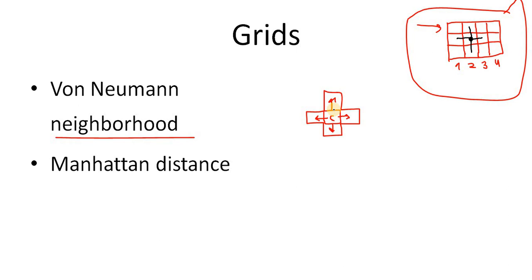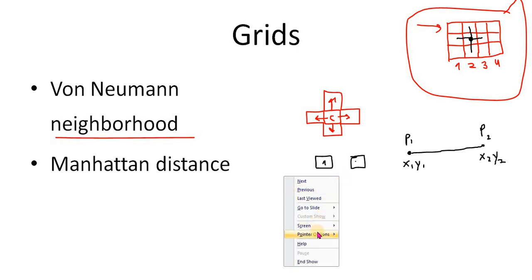Next important thing in the grids is the Manhattan distance. When you consider 4 neighborhoods or 4 connectivity, then the distance you calculate between 2 points, let's say P1 and point P2, will be the Manhattan distance. So let's say x1, y1 are the coordinates, and x2, y2. Let's say this is the distance between 2 cells, cell number 1 and cell number 2. Actually, they are connected, so let me make them connected.